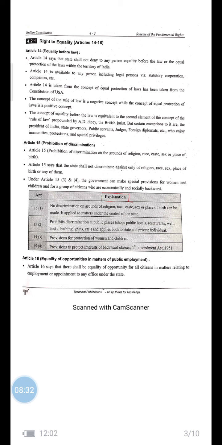So this concept of equality before the law is a negative concept, while the equal protection of the law is a positive concept. The concept of equality before the law is equivalent to the second element of the concept of the rule of law, propounded by A.V. Dicey, a British jurist. But there are certain exceptions: the President of India, state governors, public servants, judges, and foreign diplomats etc. enjoy immunity, protection and special privileges.